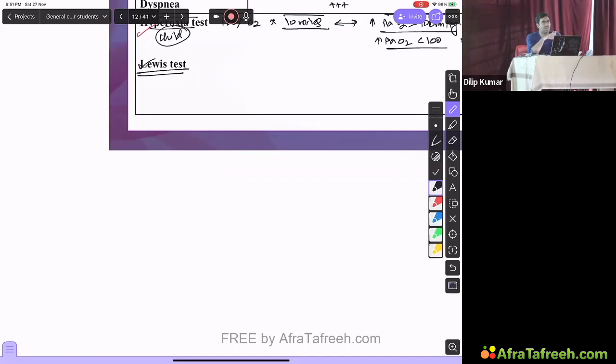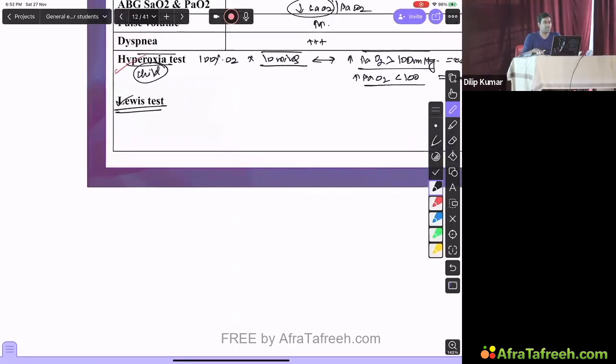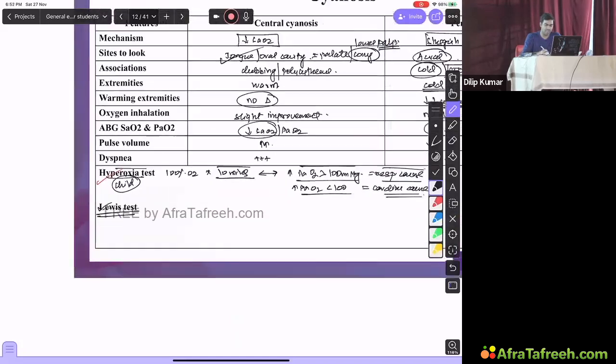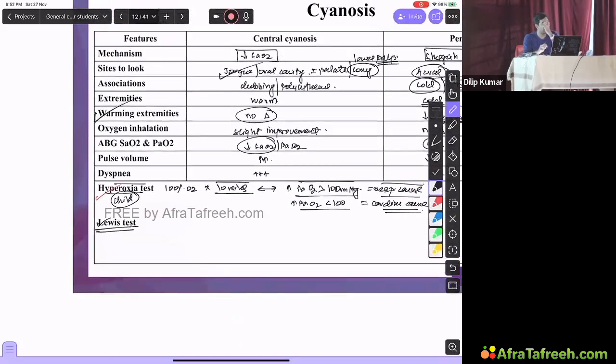So once you rub and make the part warm, you're going to see disappearance of cyanosis if it's cold related. If it's not related to peripheral cyanosis, definitely the cyanosis will persist. So that's what we call the Lewis test. It's an application of the fact that warming the extremities will improve the cyanosis in case of peripheral cyanosis. That's the application of the Lewis test.